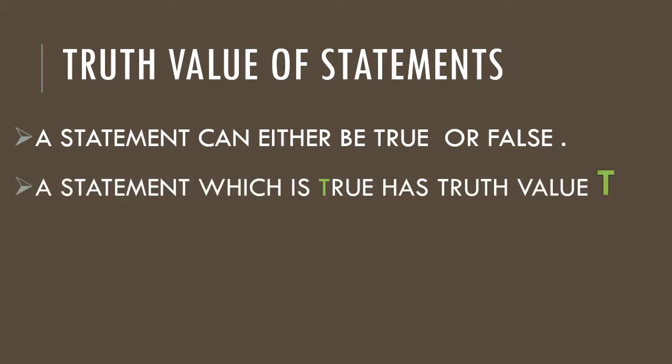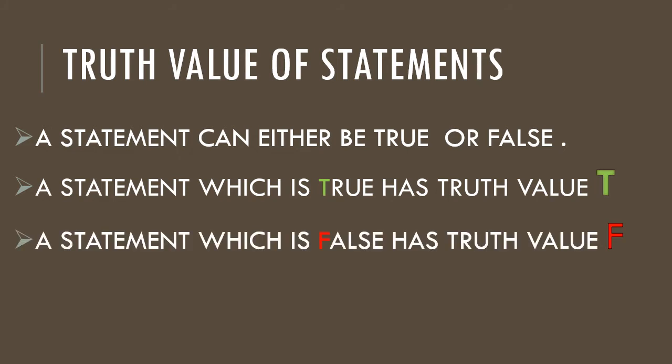A statement which is true has truth value capital T. We will denote its truth value using the capital letter T. That is for our convenience. Throughout this topic or chapter we are going to use these symbols or notations. Next, a statement which is false has truth value capital F. Again, it's just for convenience that we have chosen those notations. If it is true, then the truth value is capital T. If it is false, then the truth value is capital F.